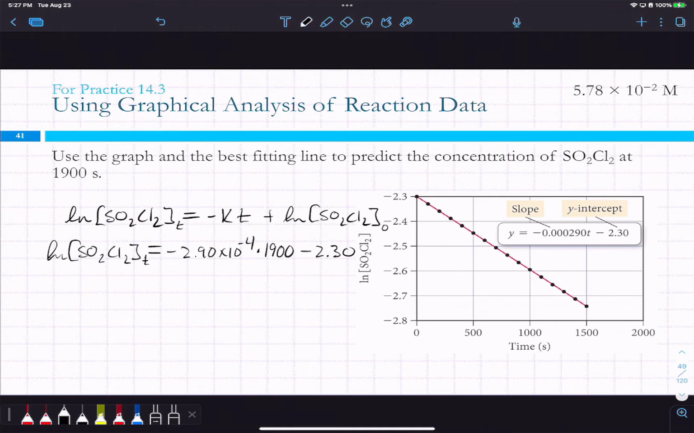So negative 2.9 e to the negative 4 times 1900 minus 2.3. So how do we, well, you'll get this. And then this will be negative 2.851.